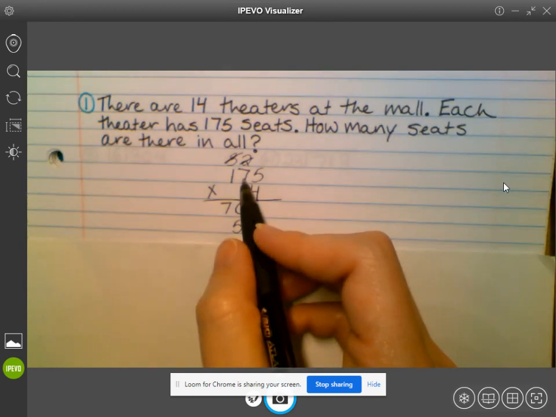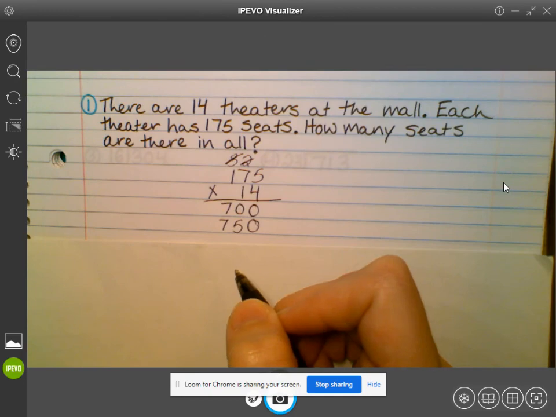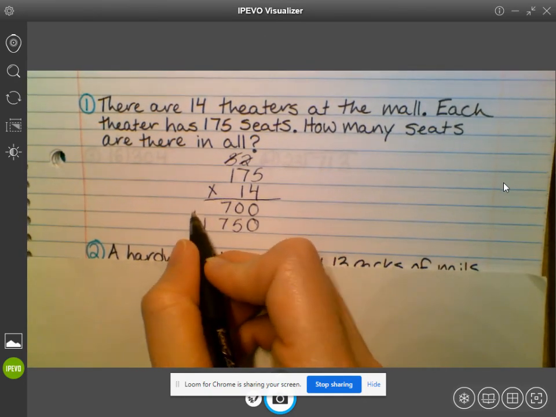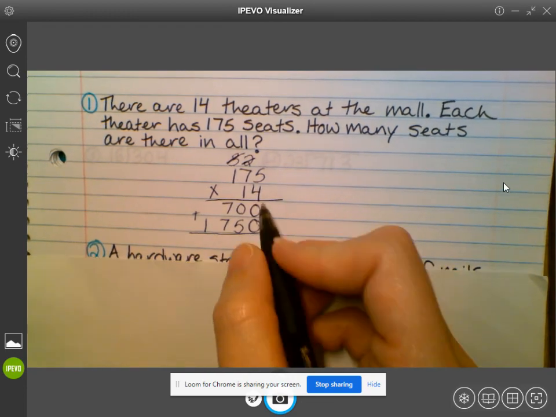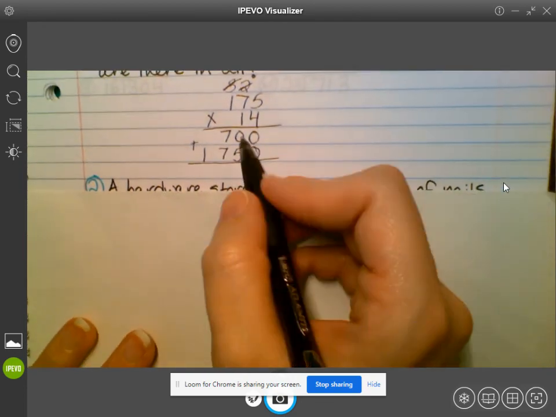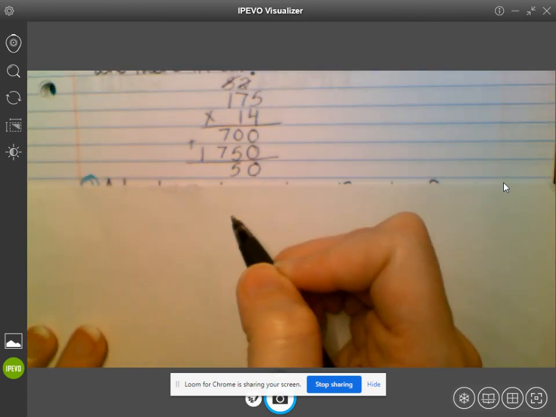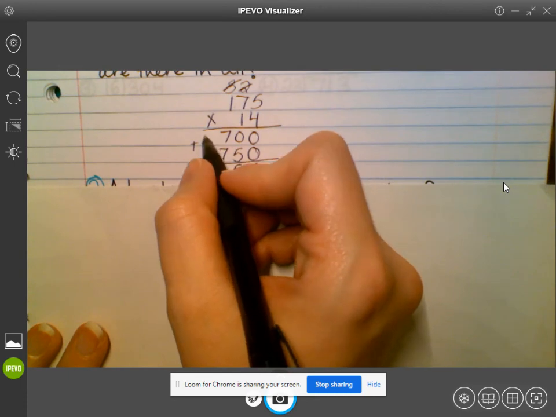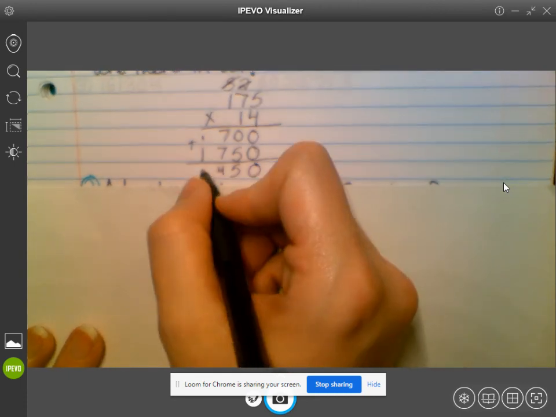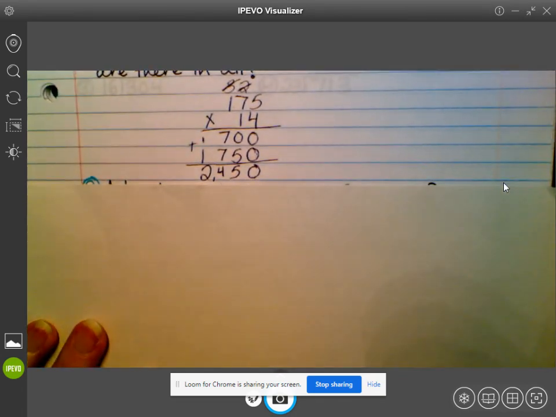1 times 7 is 7. And 1 times 1 is 1. Then we add our partial products. 0 plus 0 is 0. 0 plus 5 is 5. 7 plus 7 is 14. So I carry the 1, bring down the 4. 1 plus 1 is 2. 2,450. Did I write my answer correctly?